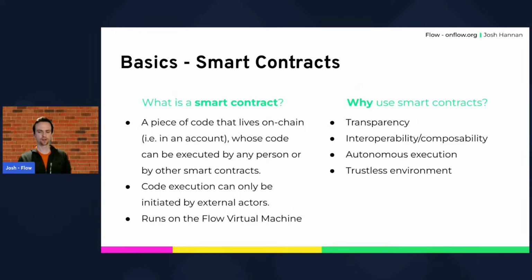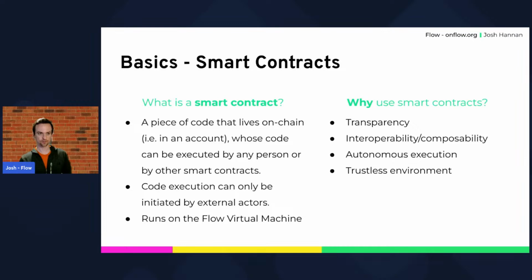And just to remind everyone the basics of smart contracts. A smart contract is a piece of code that lives on chain in an account, that is public and whose code can be executed by anyone on the network or by any other smart contract. And the code execution can only be initiated by external actors.